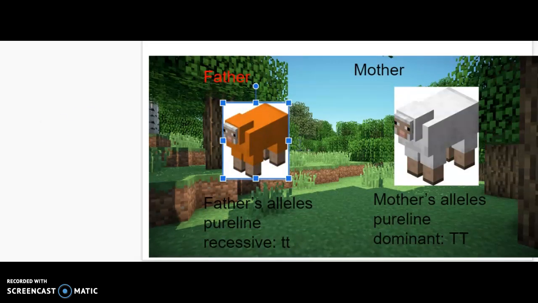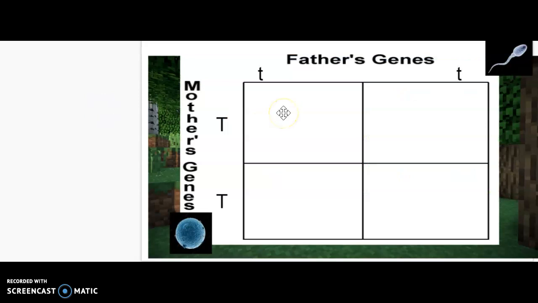So if we cross these guys, we come to something that looks like this. The father donates a sperm, and the mother donates an egg. So what you do, it's almost like a multiplication table, okay? You take an allele from the father and an allele from the mother, and you get big T, little t. Same thing, big T, little t, big T, little t, big T, little t.